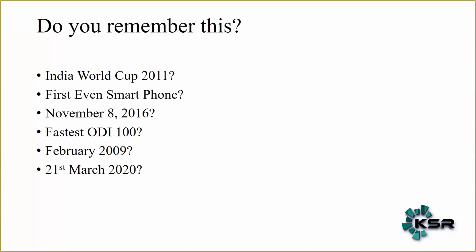Now here, there are some important dates that I'm showing you on screen. India's first 50-over World Cup, which India won in 2011, right? And the first ever smartphone. I don't know what happened on November 8th, 2016. There is a date which I mentioned. And if you're a cricket fan, you need to know who's the fastest ODI 100 record holder. I don't know what happened in February 2009 and 21st March 2020. I remember that is a COVID day when our lockdown started.